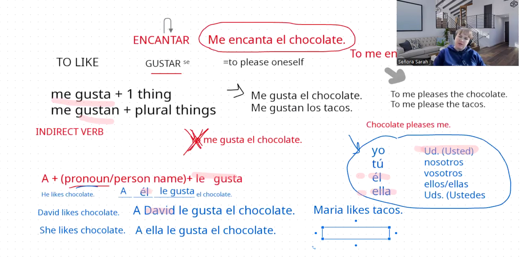Actually, I messed that up. Hang on a second. Yes, I'm right. Okay. I had a brain lapse. A Maria le gustan los tacos. A Maria le gustan los tacos, okay?